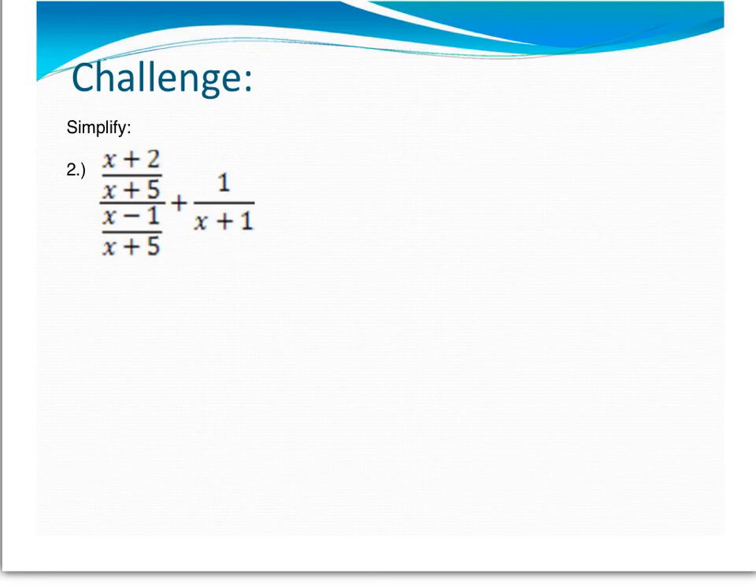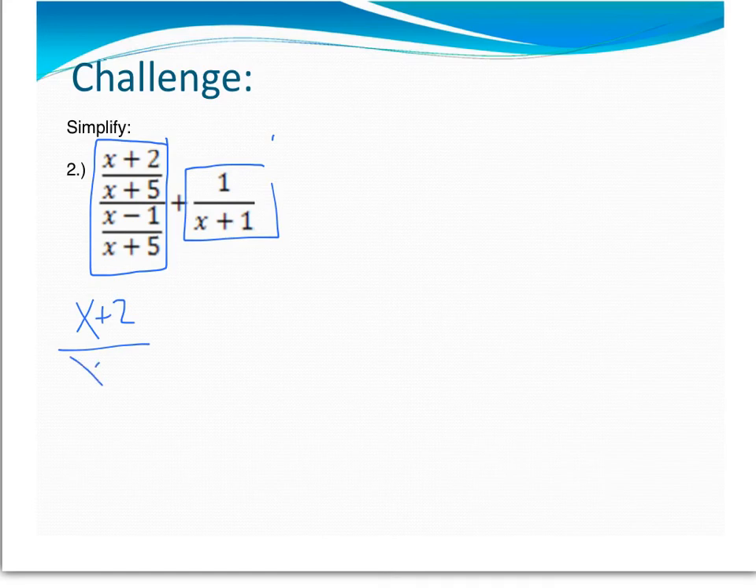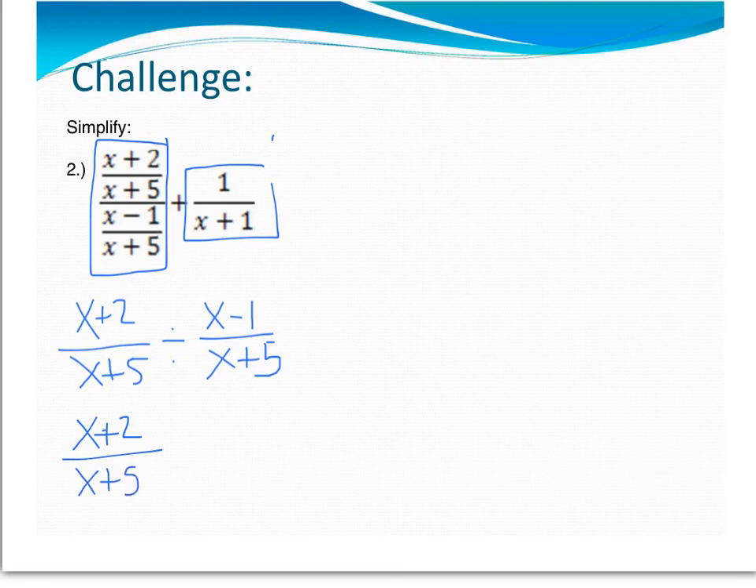So the first part I'm going to work on is this division part, and then we'll go ahead and add in this part right here. So if I set this up for division, I'm going to have x plus 2 over x plus 5 divided by x minus 1 over x plus 5. Now remember, when we're dealing with division, the first part's the same, and then we're going to multiply by the reciprocal of the second one. So I'll have x plus 5 over x minus 1.